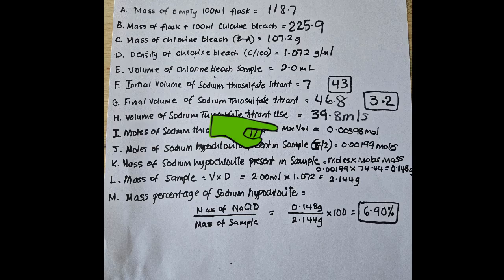Next, we want to calculate the moles of sodium thiosulfate using 0.1 molar solution. So the final volume used was 39.9 mLs. So we take that and convert that to liters and times that by the concentration of 0.1. So it's 0.1 moles per liter times 0.0398 liters of titrant added equals 0.00398 moles.